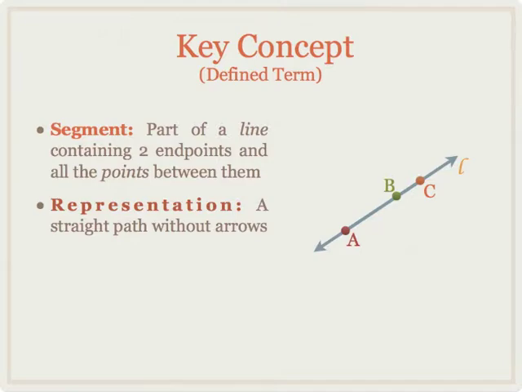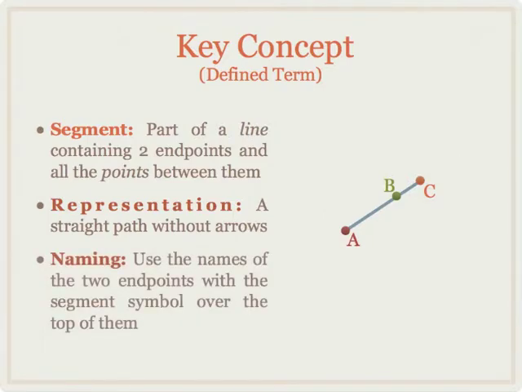So you can see in our figure now that we have segment AC, and we name it using the endpoints A and C in any order, and put the segment symbol over the letters. Notice the segment symbol there. It has no arrows on it. In our figure, we also have segment BC and segment BA. Once again, notice the order of the points doesn't matter.